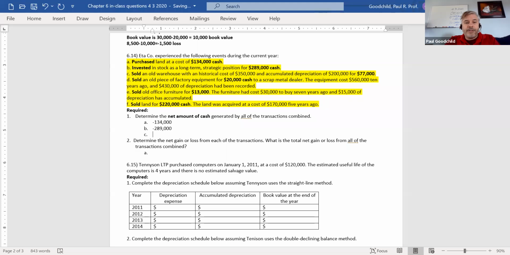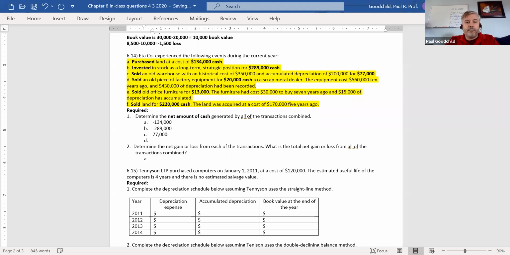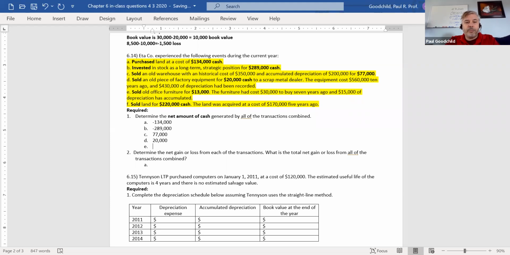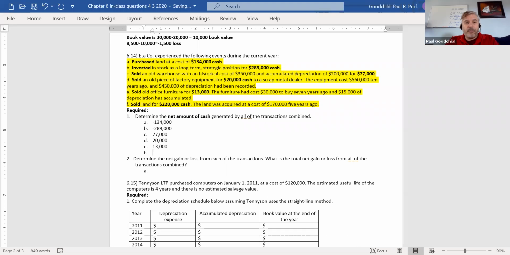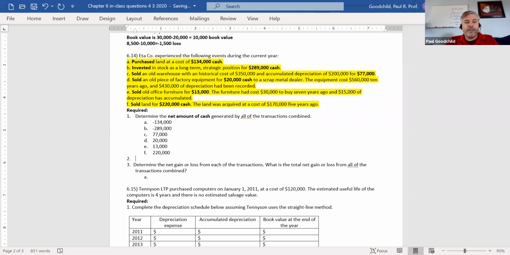In part C, this is going to be an inflow of 77,000. Part D, an inflow of 20,000. Part E, an inflow of 13,000. And part F, an inflow of 220,000. So that gives us a total of an outflow of 93,000.